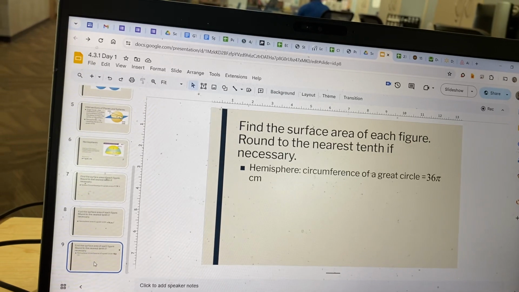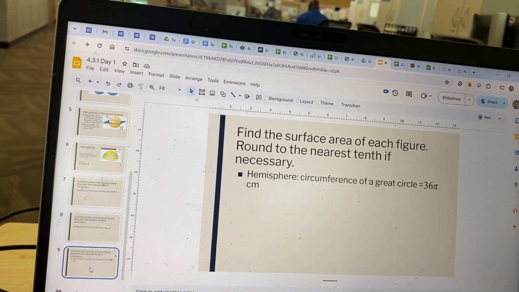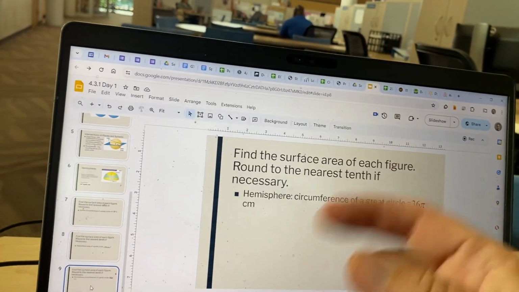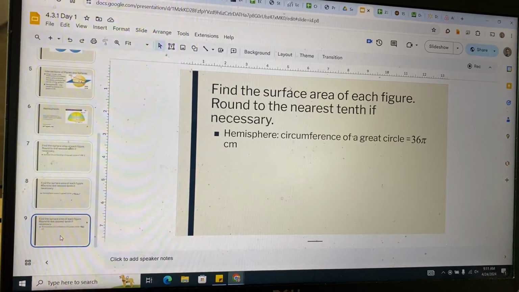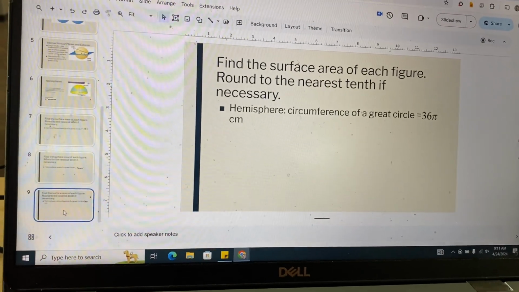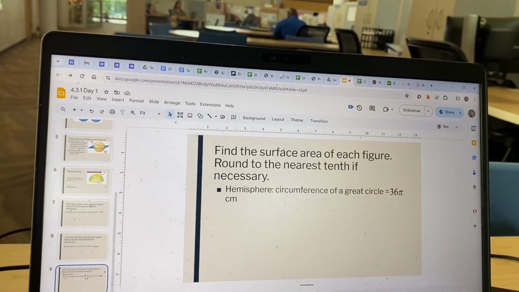And on this one, the hemisphere, the circumference of the great circle is 36 pi. Remember, it's 2 times pi times the radius. So if we divide this by 2 and take out the pi, my radius is 18. So we would do 18 squared times pi. And then because this is a hemisphere this time, we would multiply that by 3.